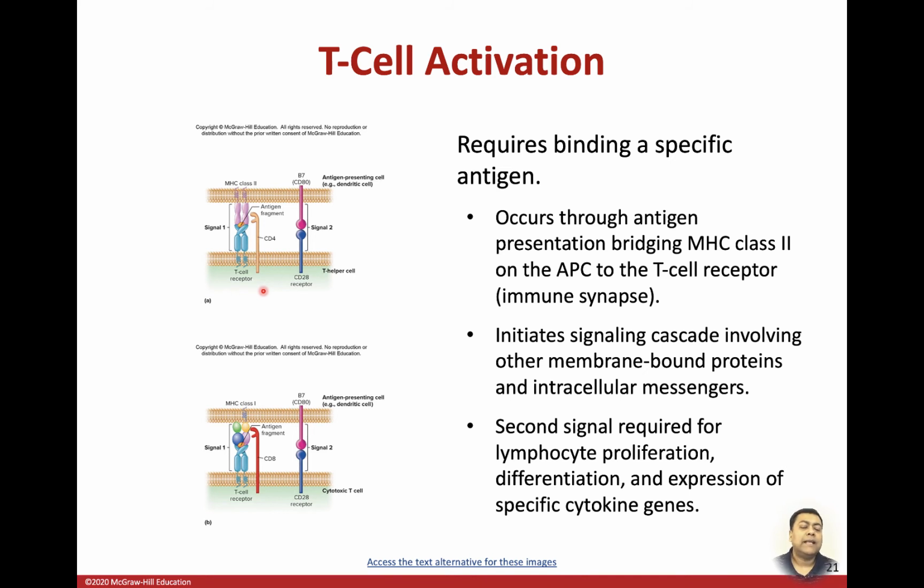Now, let's see what happens in a different case. First, it occurs through the antigen presentation by the MHC class 2 to the T cell receptor. This is known as the immune synapse. So this is your immune synapse. This will initiate a signaling cascade involving other membrane-bound proteins and intracellular messengers. And the second signal is required for lymphocyte proliferation, differentiation, and expression of the specific cytokine genes, which is your second receptors right here. This is through your B7 and CD80. That's very important. So let's see what is happening in a different case.